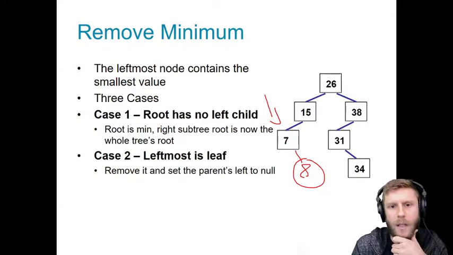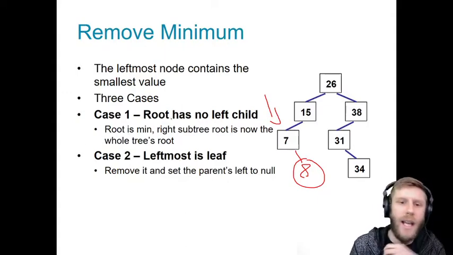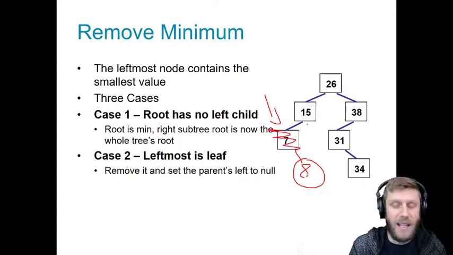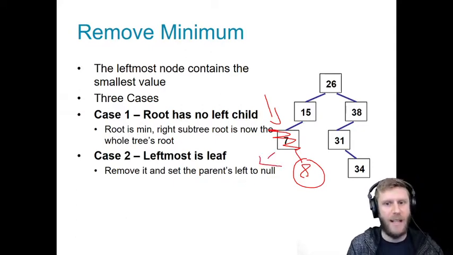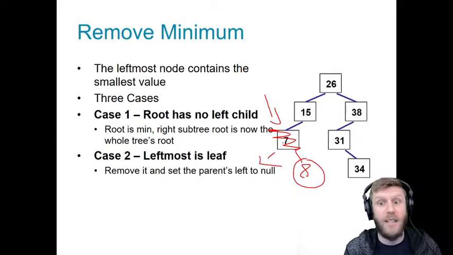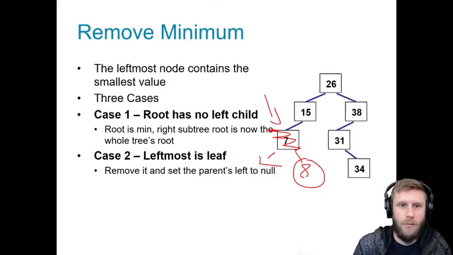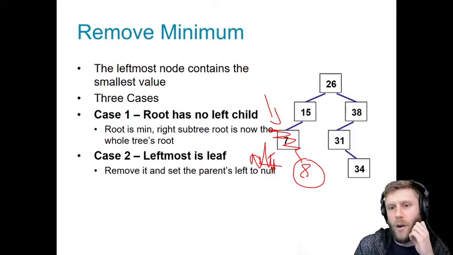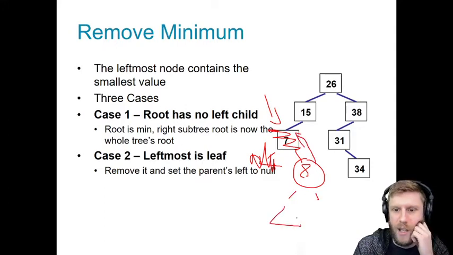So the root is the min, and the right subtree's root is now the whole tree's root. Well, that's okay. So with remove min, all we have to do is get rid of the leftmost thing. And if anything exists in its right subtree, because we know nothing exists in its left subtree, because that would mean something smaller is over here. Everything to the left of 7 must be less than 7, and we know that's not the case because 7 is the smallest. So all we have to do is promote its right subtree to the root. And I don't care how many things there are over here.